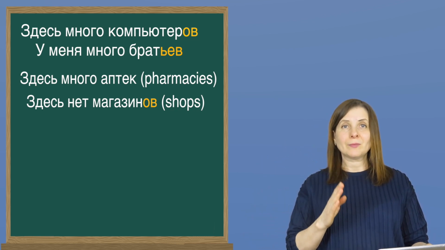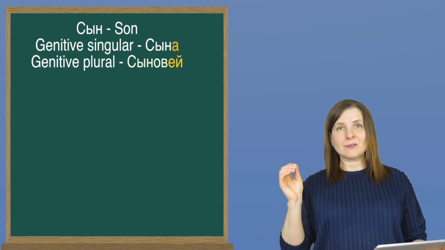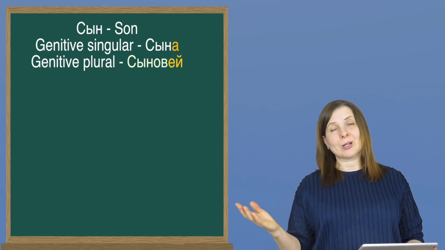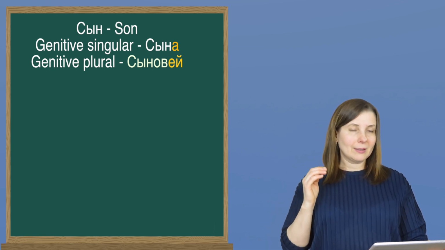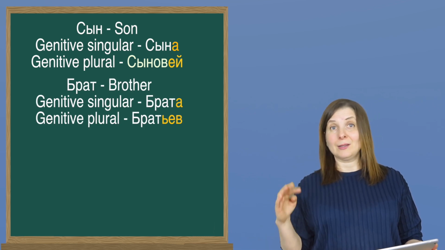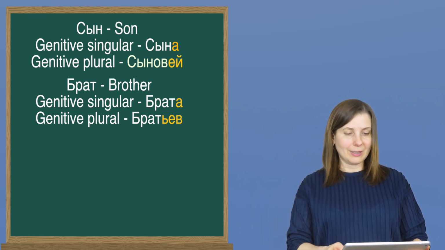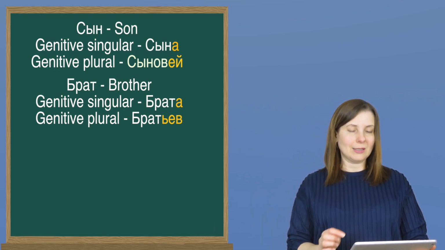So, сын is a son. Genitive singular, I don't have a son: сына. And genitive plural, сыновей. Брат, брата, it's okay. And the plural, братьев. We need to remember: брат, брата, братьев.